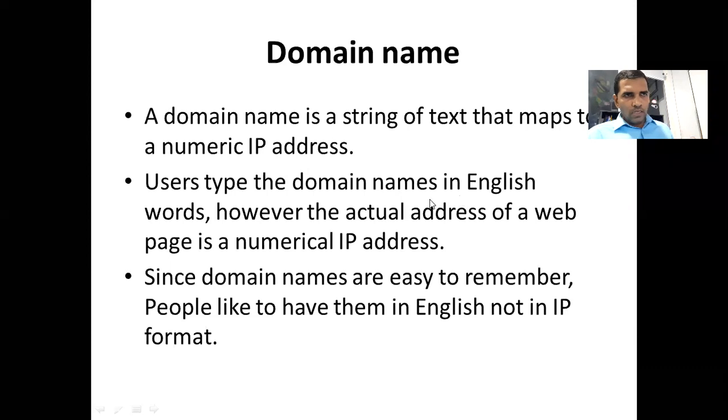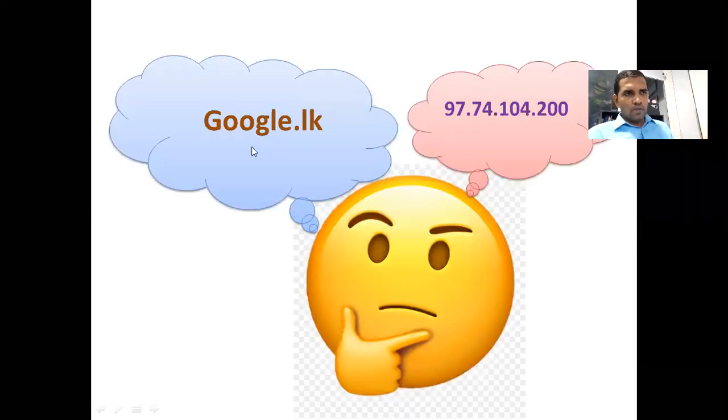Users type the domain names in English words. However, the actual address of a web page is a numerical IP address, right? So we type in English format, but the reality is they are in the form of numerical figures called IP addresses. Since domain names are easy to remember, people like to have them in English, not in IP format. Got it, right? Okay.